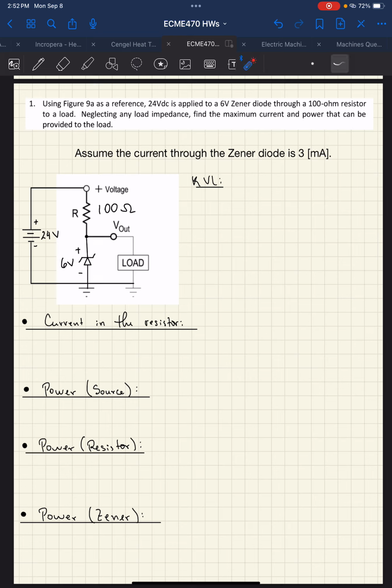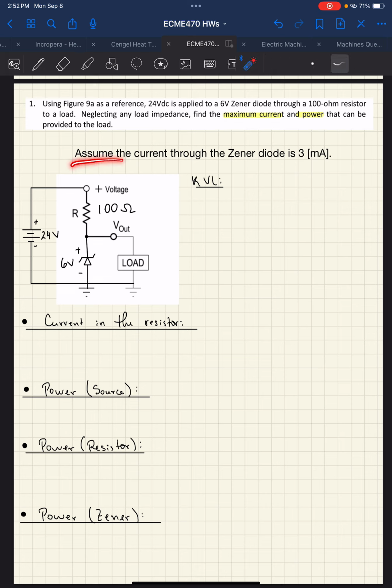So using figure 9a as a reference, and I modified the figure, 24 volt DC is applied to a 6 volt Zener diode through a 100 ohm resistor to a load. Neglecting any load impedance, find the maximum current and power that can be provided to the load.